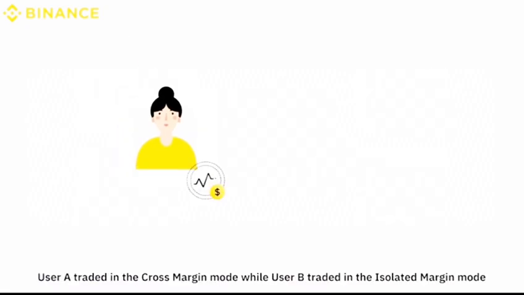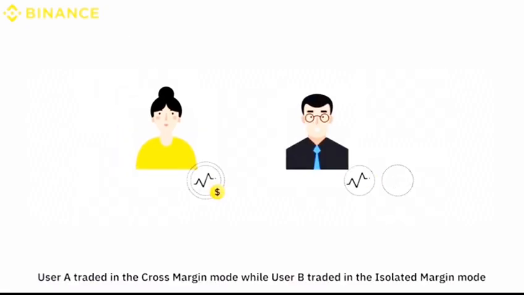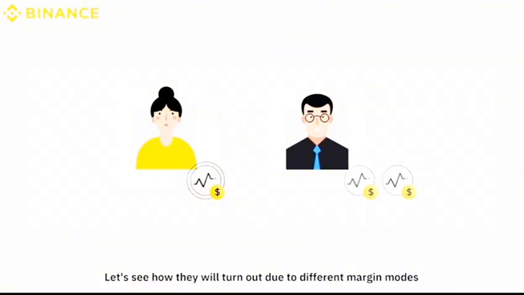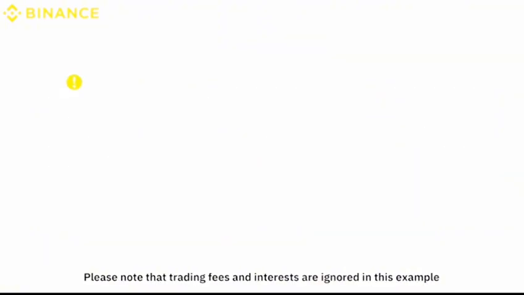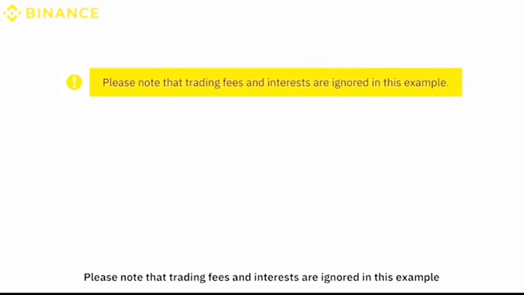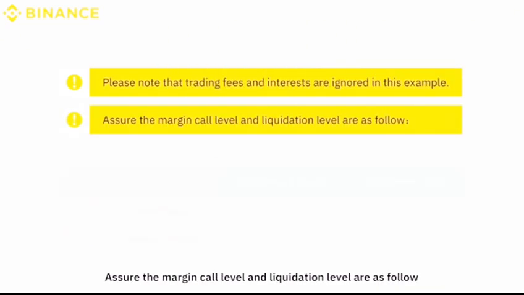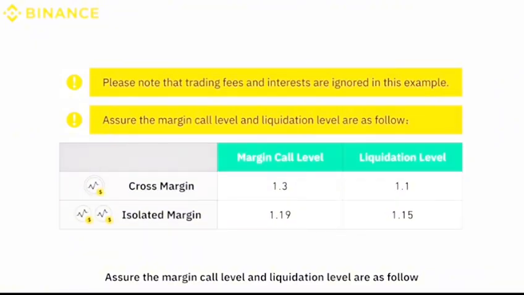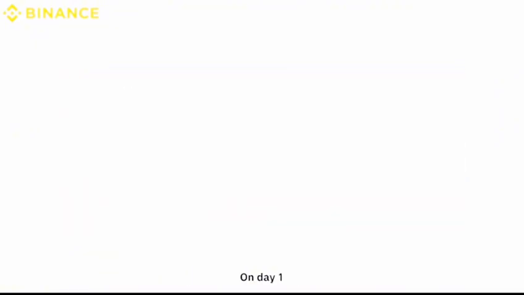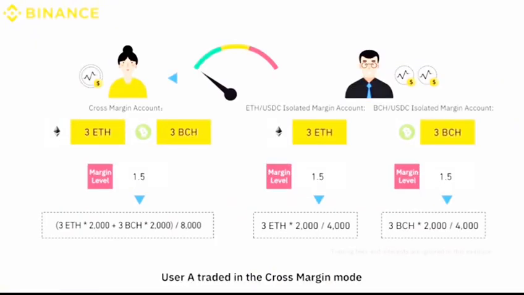User A traded in the cross-margin mode, while User B traded in the isolated margin mode. Let's see how they will turn out due to different margin modes. Please note that trading fees and interest are ignored in this example. Assume the margin call level and liquidation level are as follows. On day 1, User A traded in the cross-margin mode. User B traded in the isolated margin mode.